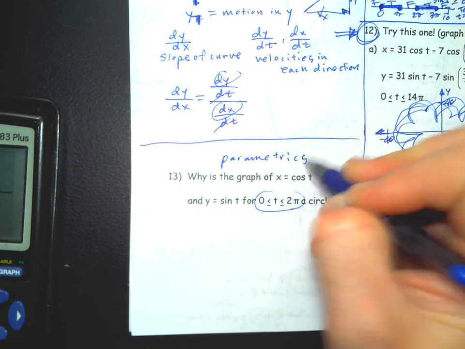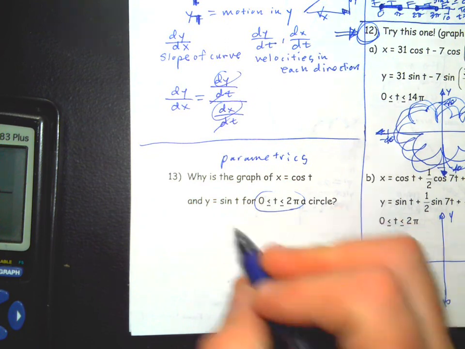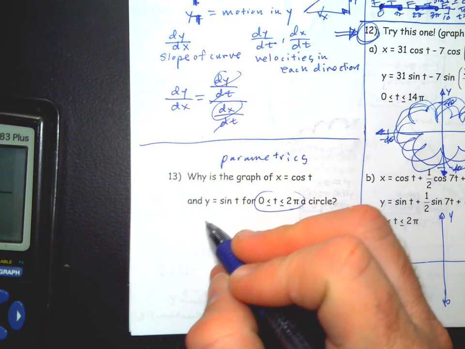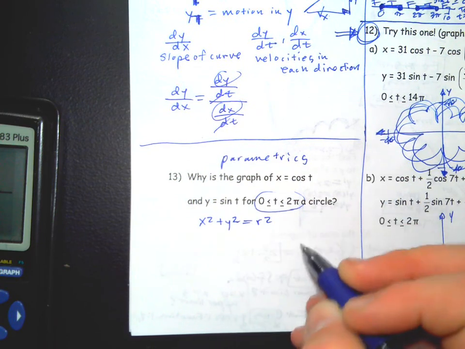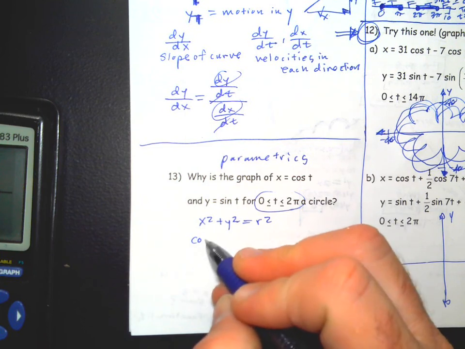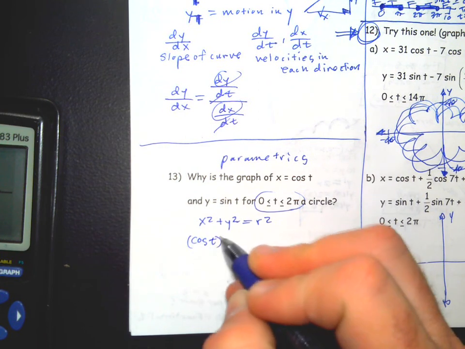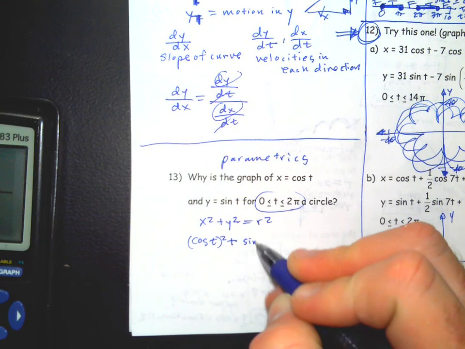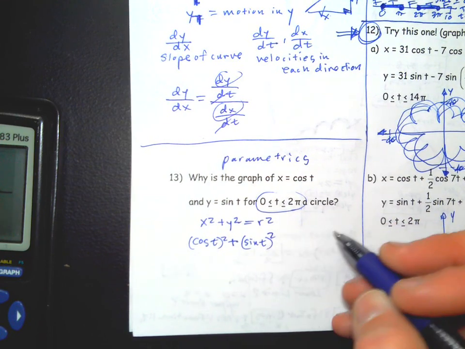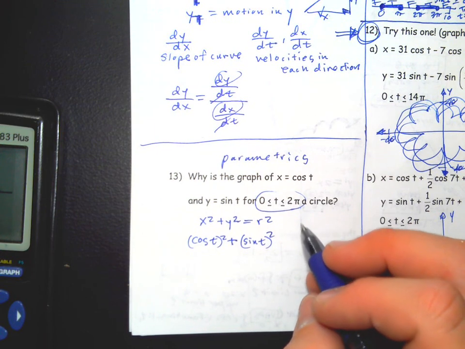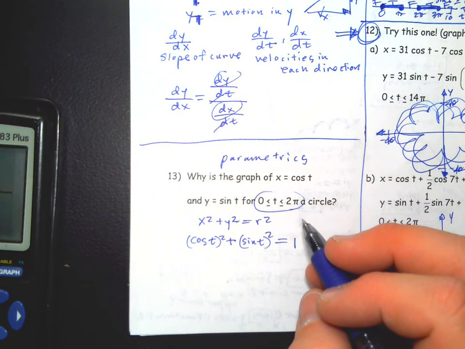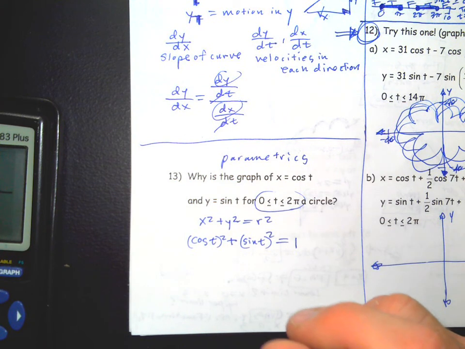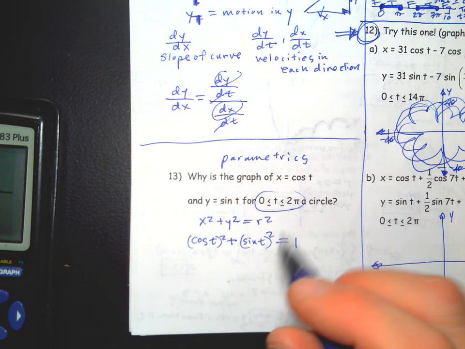And so here's an interesting thing. Circle would be x squared plus y squared equals r squared, right? Well, let's plug these in. So this would be cosine squared plus sine squared. And what's cosine squared plus sine squared always equal? 1, Pythagorean identity. So there you go. You get a circle.